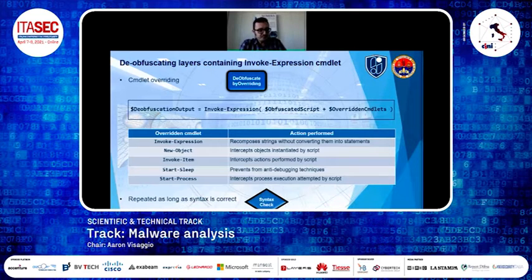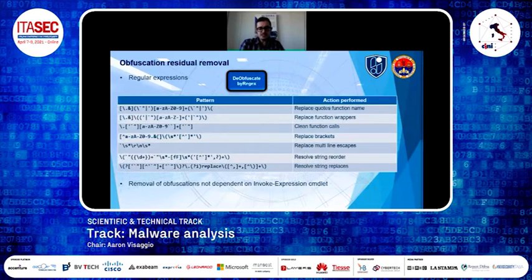Also, further overrides are applied to intercept some malicious actions by the malware. This operation is repeated as long as the syntax is correct. So in this way, we can extract some obfuscation layers. When all dependent obfuscation layers are removed, in the final stage of the obfuscation algorithm, regular expressions are performed to remove obfuscation which is not dependent on the Invoke-Expression cmdlet.